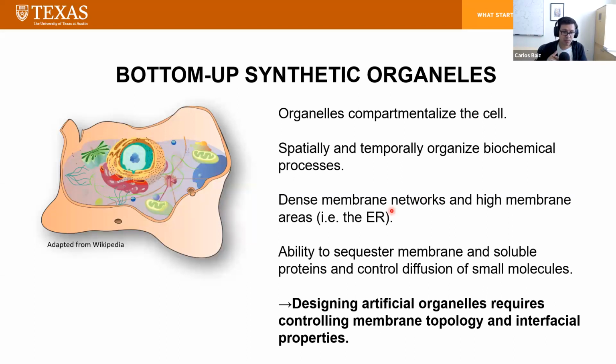And this is important because they have the ability to sequester membrane proteins as well as soluble proteins, and then control the diffusion of small molecules that participate in these biochemical processes. And therefore, designing artificial organelles, like I wrote here, requires being able to control the membrane morphology and the interfacial properties.